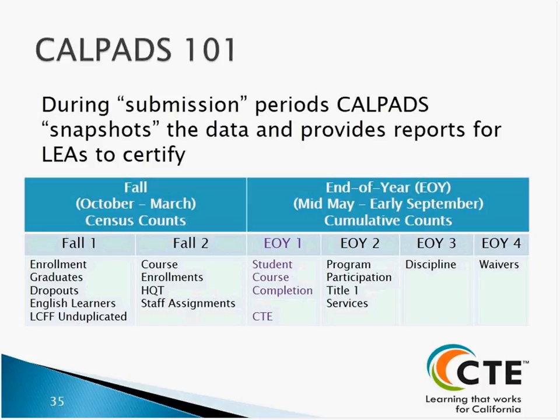So in the fall, we're looking at your official enrollment counts, grads and dropouts, and so forth. The end of year is different. It looks at all data cumulatively throughout the year, takes a picture of that, shows the data to you in reports, and you certify those reports. So the CTE data comes in at the end of the year, in the end of year 1 submission, which is the student course completion data, as well as the CTE file. In this presentation, anything in purple is CTE-related.